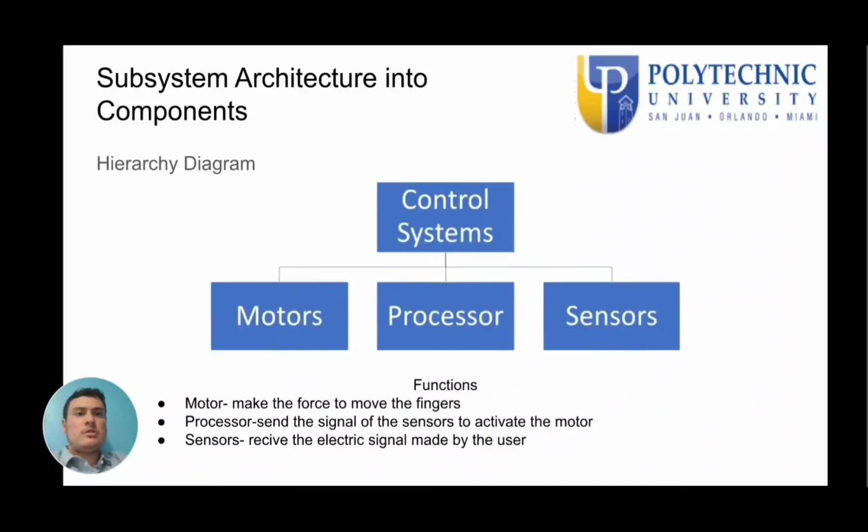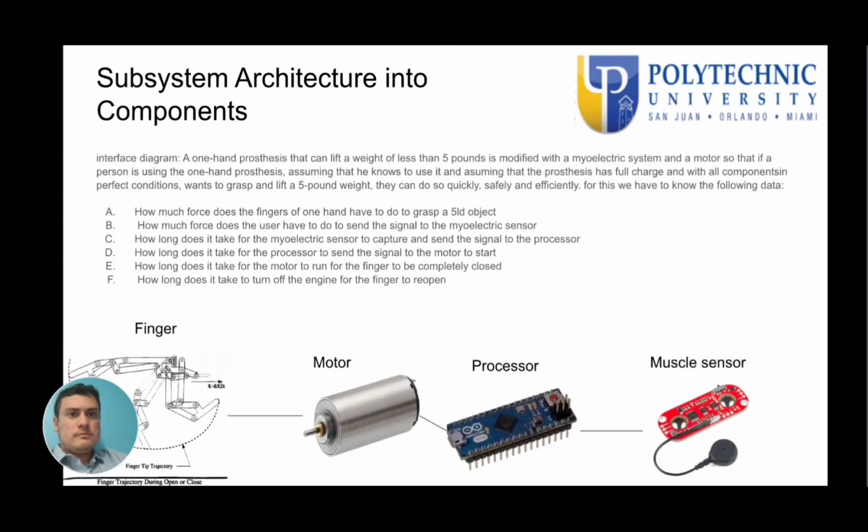Subsystem architecture into components. The control system is divided into motor, processor, and sensors. The motor's function is to make the force to move the fingers. The processor sends the signal of the sensor to activate the motor, and the sensor receives the electrical signal made by the user. Here we have the interface diagram.